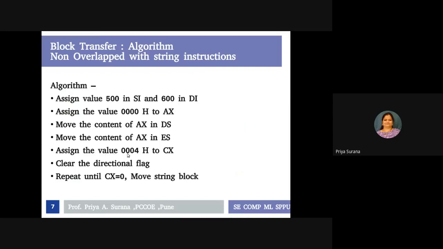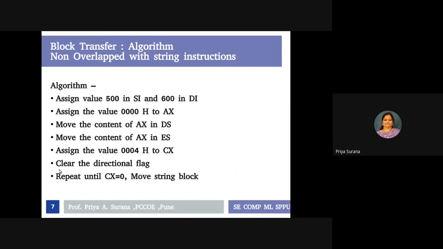Assign the value 4 to CX. CX will act as a counter. So the counter value, how many elements there are, or how many elements are supposed to be transferred from source to destination, that counter value should be loaded in CX. Clear direction flag. Repeat until CX becomes 0. Move string block. This is given related to string instruction.